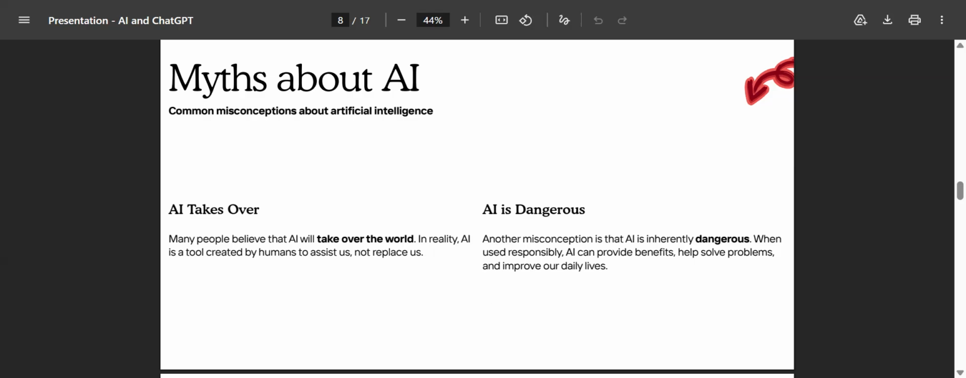Then we have the second misconception that says AI is dangerous. When used responsibly, AI can provide benefits, help solve problems, and improve our daily life. This is one important fact: AI when used responsibly. So don't depend 100% on AI to the point that you can't function without AI. They are asking you about your name and you still have to go to ChatGPT and start asking, please can you remind me about my name?